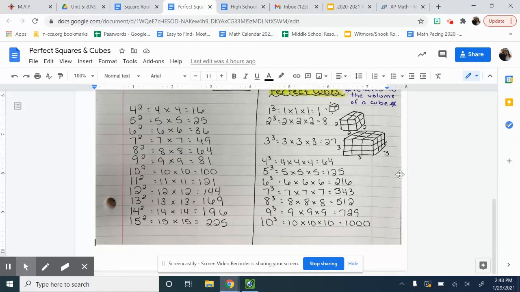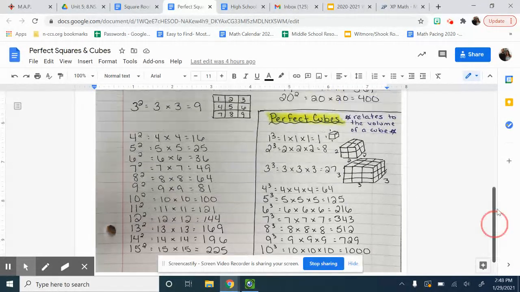And then we're going to keep going through 10. 4 cubed is 64. 5 cubed is 125. 6 cubed is 216. 7 cubed, 343. 8 cubed, 512. 9 cubed, 729. And 10 cubed would be 1000.